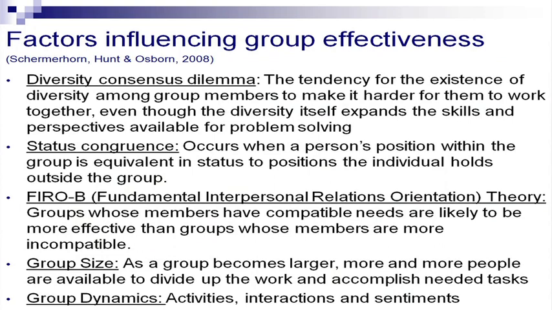Status congruence is another problem that influences group effectiveness. It occurs when a person's position within the group is equivalent in status to positions the individual holds outside the group. So, what happens is that depending on where you stand in the group, you are the head of department here, and you are the head of the family outside, or you are the head of department in one organization and you may be a student in another part of the same organization.